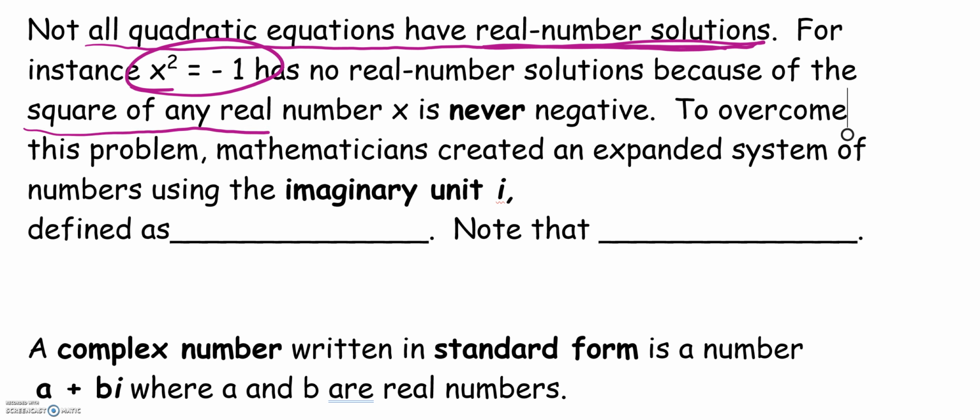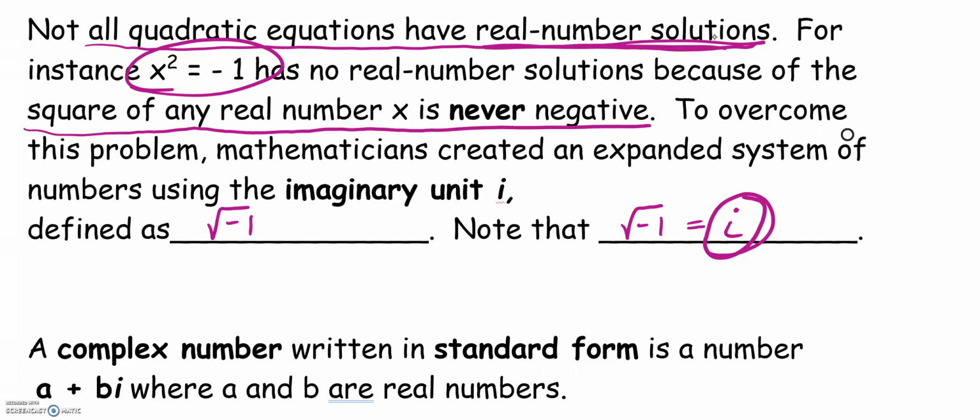Because the square of any real number x is never negative, to overcome this problem, mathematicians created an expanded system of numbers using the imaginary unit i. i is defined as the square root of -1, which means that anytime I have the square root of -1, I will replace that with an i. And we will see that i in italics. The way I write it, I always write it slanted as an italic i. With the online assignment for tonight, if you put in a capital I, it will count your answer wrong. So just make sure you use the lowercase i.